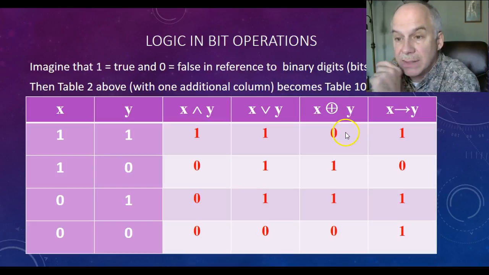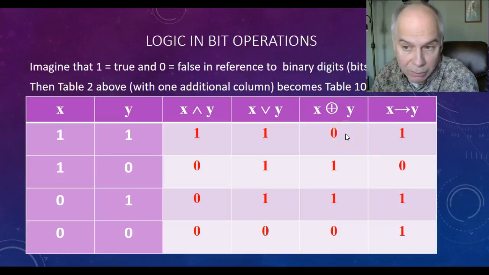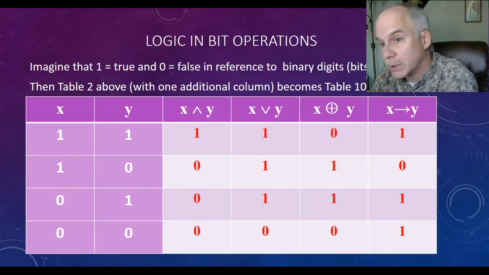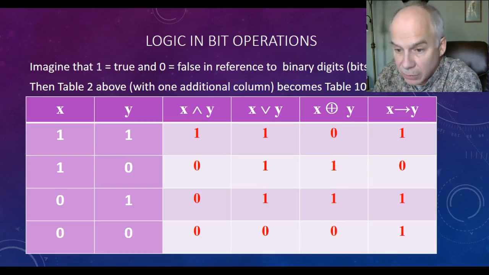XOR, you have to have exactly 1. So if both are on or both are true, then it's going to be false. But if one is true and one is false, then it's going to be true.